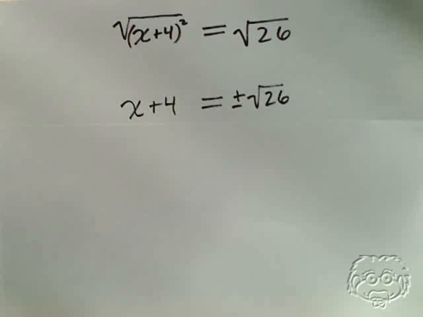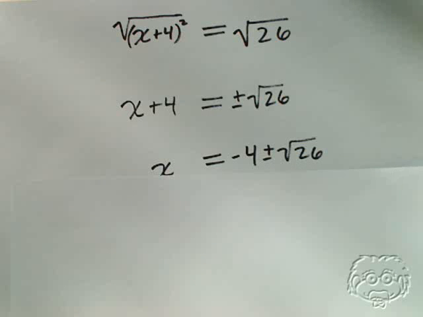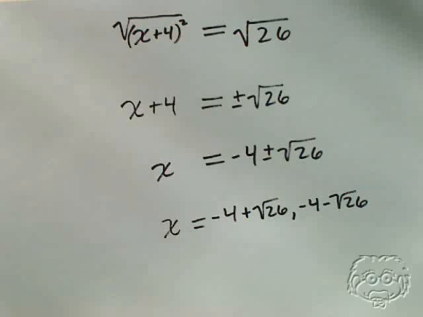And now we can continue to isolate x. We're going to subtract 4 from both sides of the equation, which is the same as adding negative 4 to both sides of the equation, to get x all by itself. And we can rewrite the equation as x equals negative 4 plus or minus the square root of 26. That plus or minus sign indicates two different values. So our solutions to this quadratic equation are negative 4 plus the square root of 26 and negative 4 minus the square root of 26.